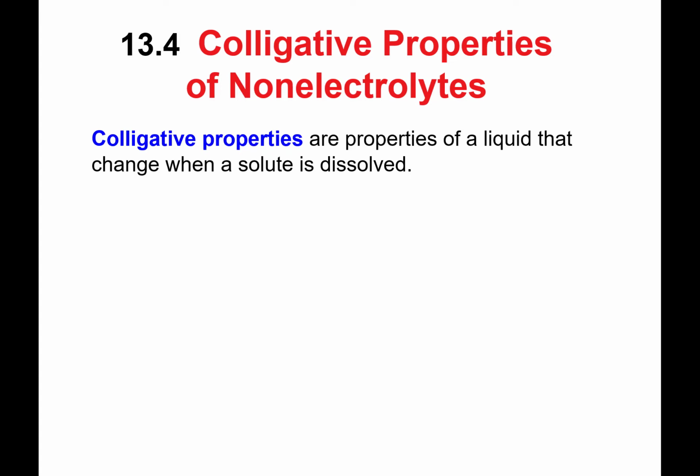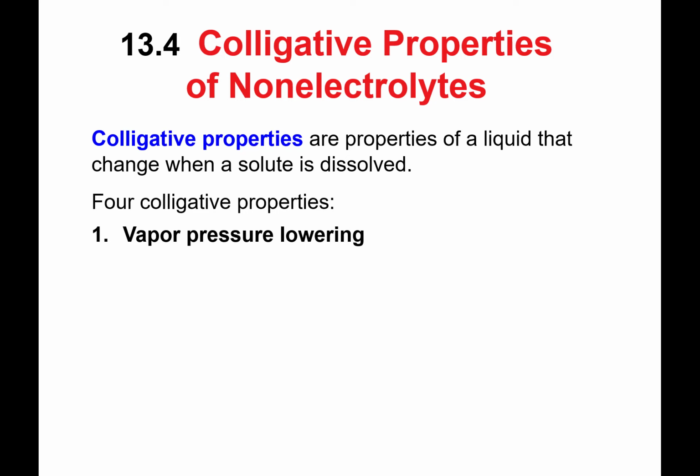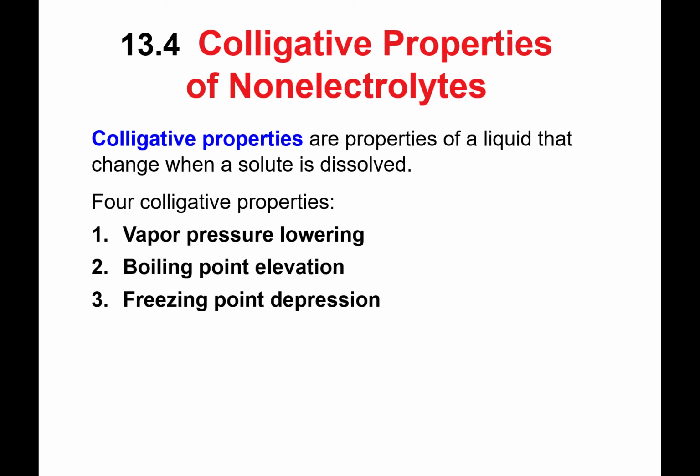So in general, colligative properties are properties of a liquid that change when you dissolve some solute in that liquid. So in other words, they are physical properties of a solution that are different from the pure solvent with nothing dissolved in it. There are four colligative properties we're going to discuss. There's the lowering of vapor pressure, boiling point elevation, freezing point depression, and osmotic pressure.